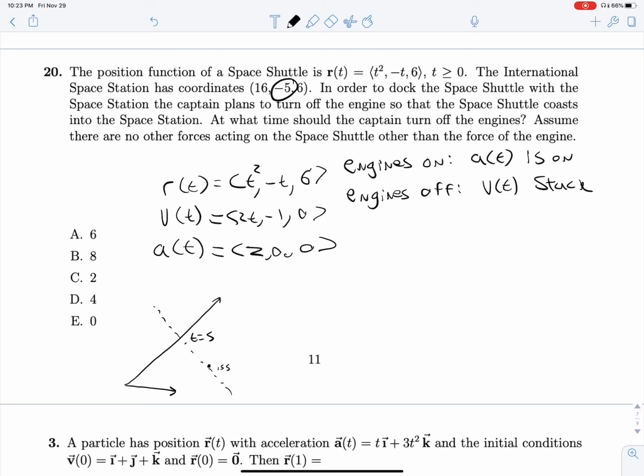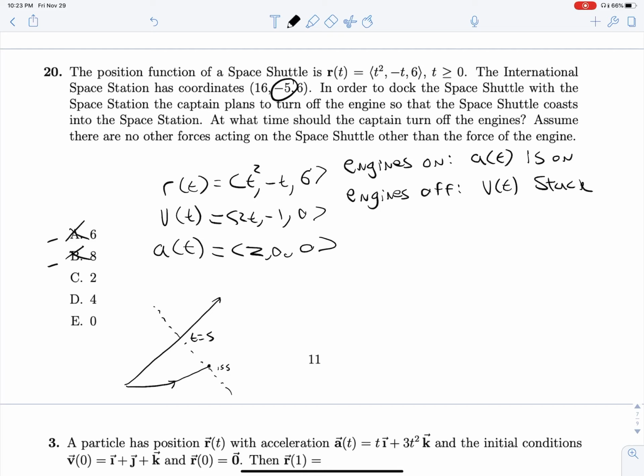We have to accelerate enough in the y direction so that we can coast into the ISS at t equals 5. So this is important because it tells us that we cannot be shutting off our engines after t equals 5. That wouldn't make any sense, because if we plug in t equals 6 or t equals 8, our position function, our y component, will have already passed the space shuttle. So those guys are no good.